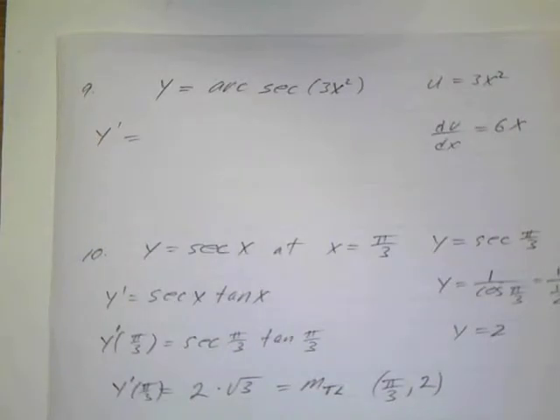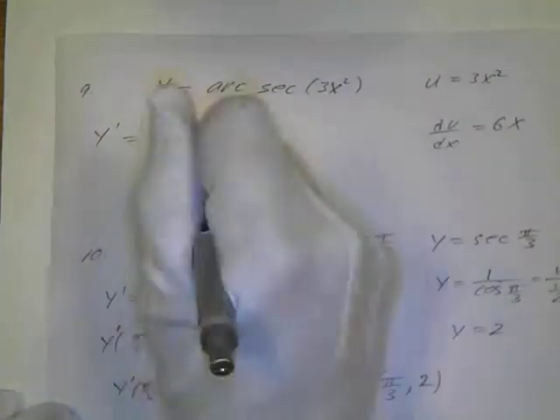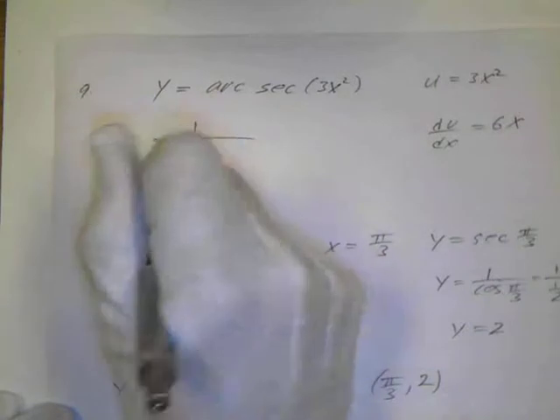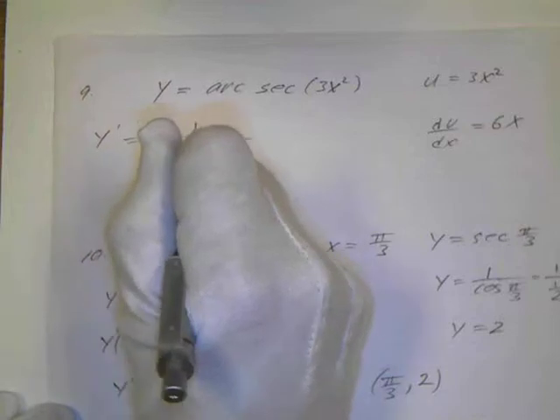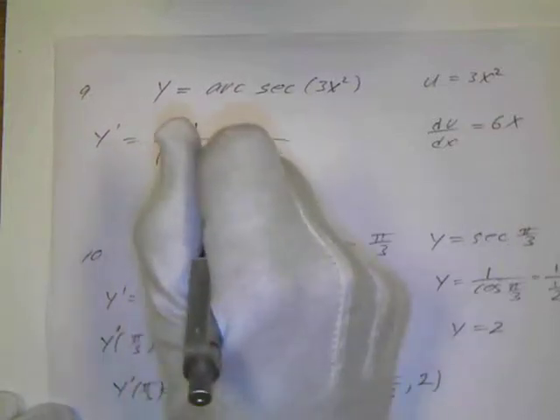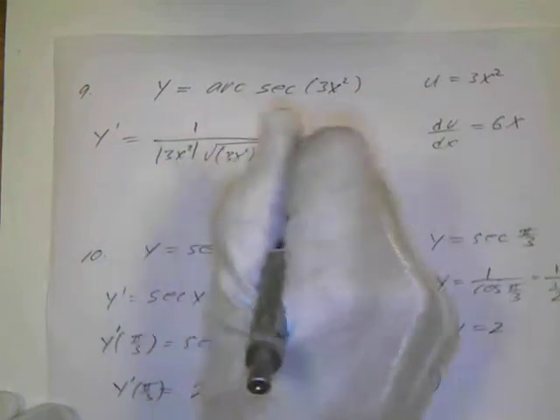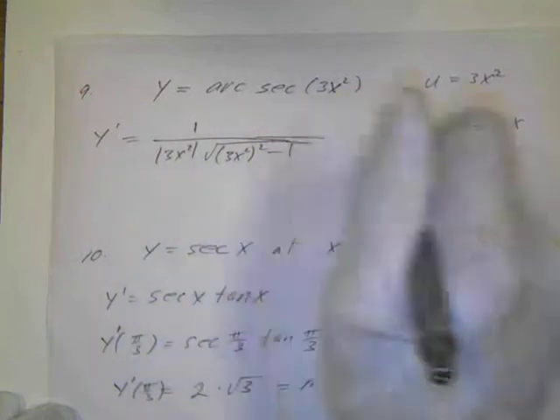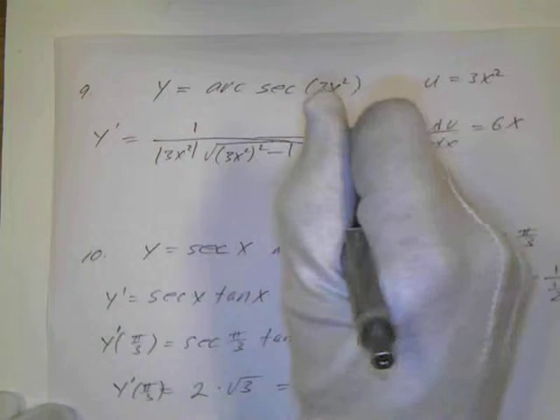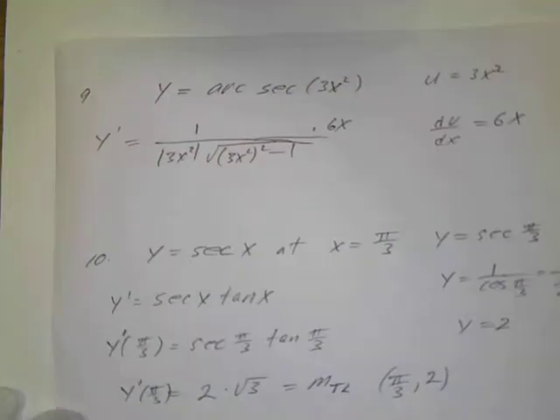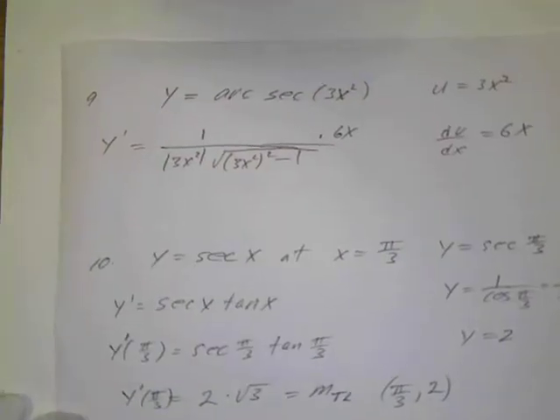Okay, so that's just going to be 1 over the absolute value, and it's going to be now not x but u, so it's going to be 3x squared, times the square root of u squared, so 3x squared squared, minus 1. And then we also multiply times du/dx, which in this case is times 6x. Okay, that's all we have to do.